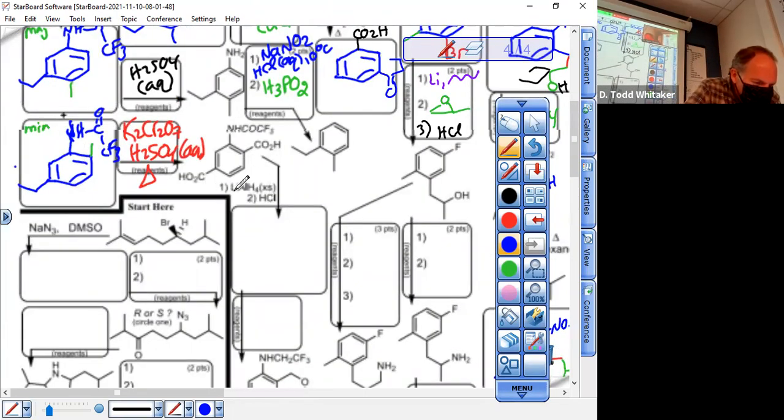We've got lithium aluminum hydride, which reduces a lot of things. It reduces carboxylic acids to alcohols. It reduces amides to amines. Got a lot of excess here. Let's do it. A lot of excess, all the way to an alcohol.